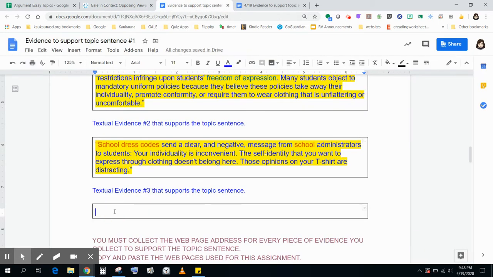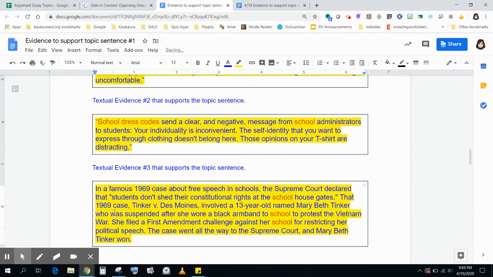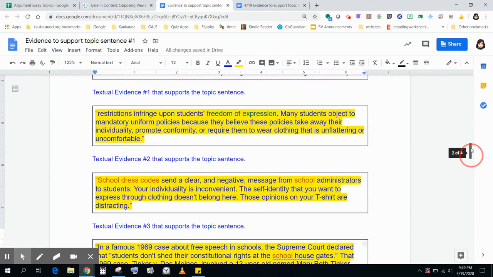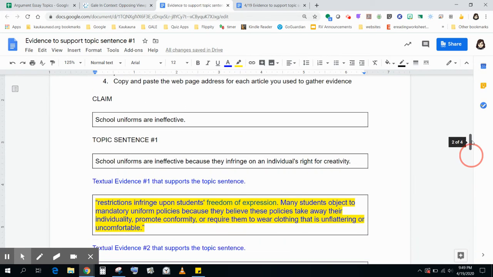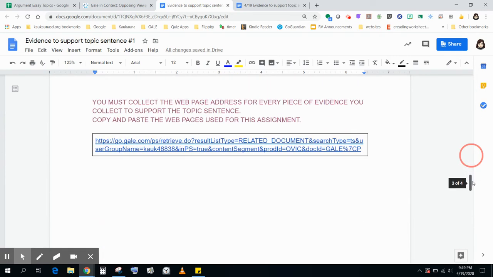So I'm going to paste this in my space for my third piece of textual evidence. And I'm going to put quotes around it because I don't want to forget that it is a direct quote. And then last but not least, I have my 3 pieces of evidence. Last but not least, copy and paste the web page address for each article you used. And so I've already done that.